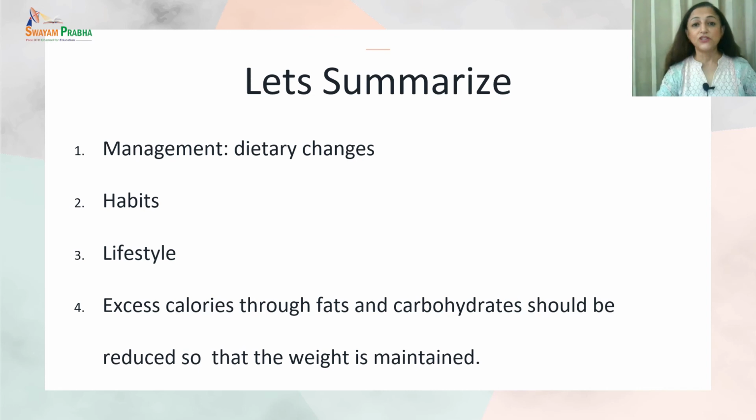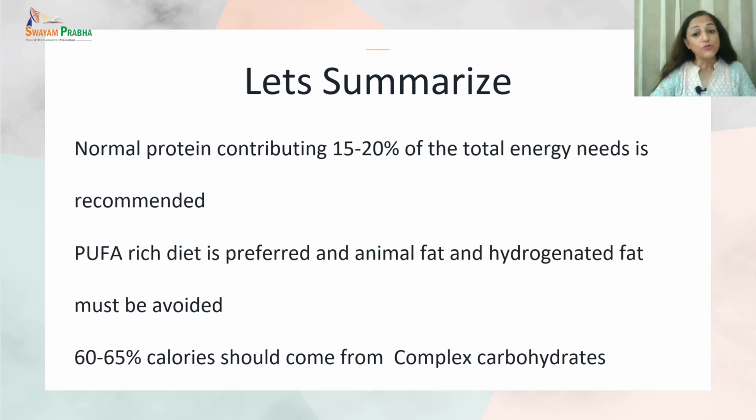So the management of hypertension would involve dietary changes, change in habits, and lifestyle. And we studied that excess calories through fat and carbohydrate should be reduced so that the weight is maintained. Normal protein contributing 15 to 20% of the total energy needs is recommended. For fats, a PUFA-rich diet is preferred, and animal fat and hydrogenated fat must be avoided because these people are more prone to cardiovascular diseases. And 60 to 65% calories should come from complex carbohydrates.